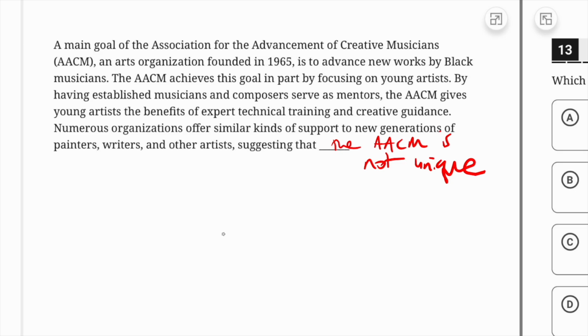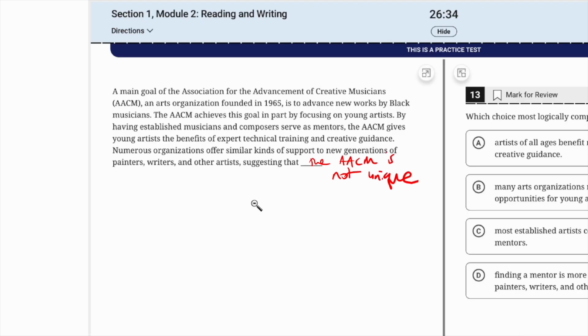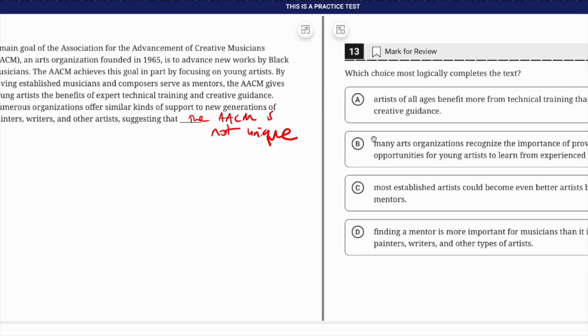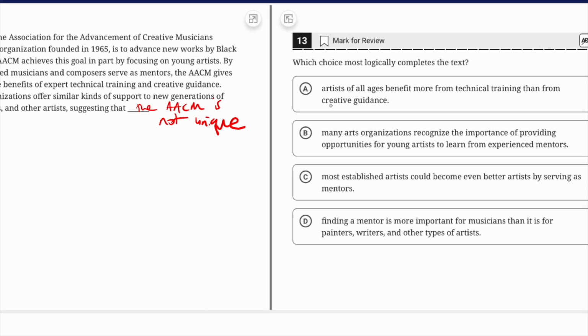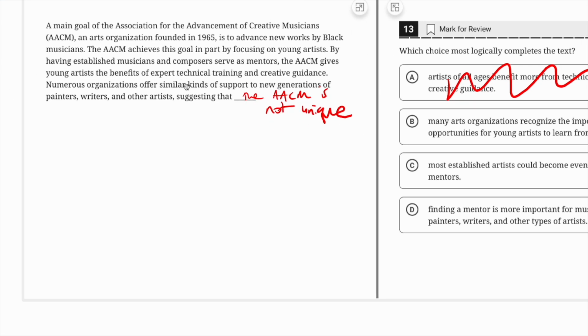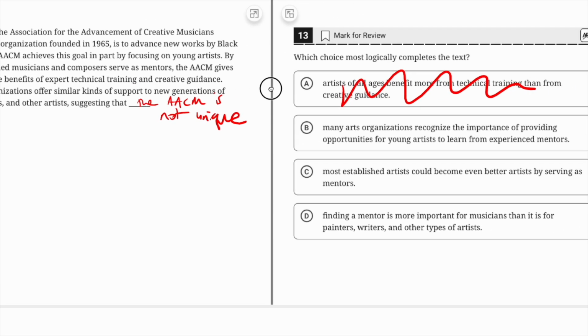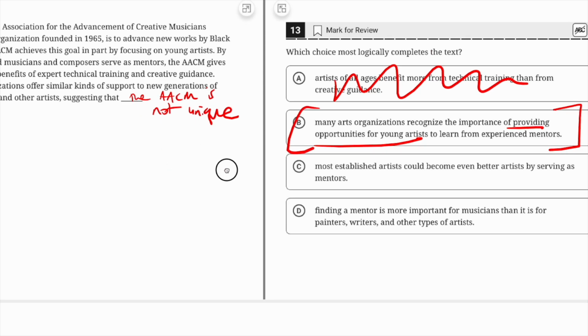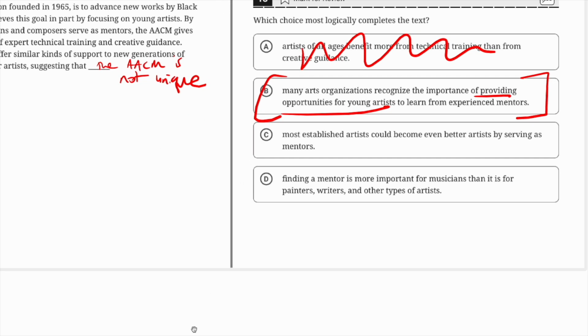It's not unique in this regard. It is one of several organizations that does this, maybe suggesting that other organizations also realize the importance of focusing on younger artists. So it's not comparing technical training to creative guidance. It's saying that they're both good things to get. Many arts organizations recognize the importance of providing opportunities for young artists. Yes, this one is not unique in this regard because others also do it.